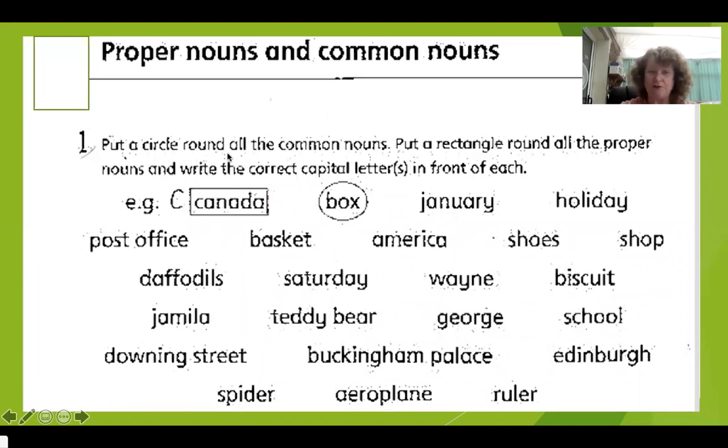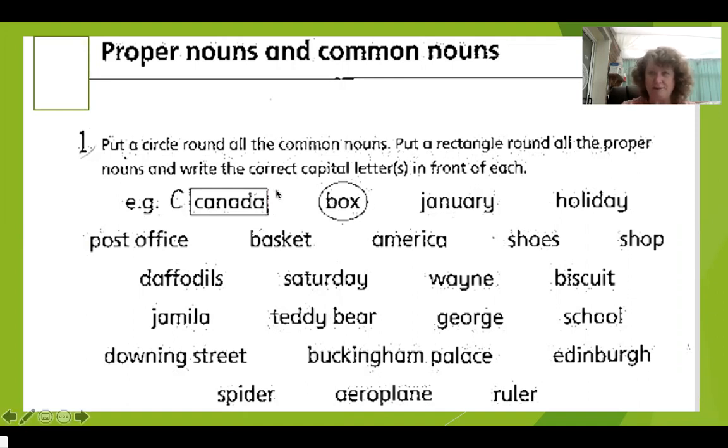Now it says here, put a circle around all the common nouns this time, and put a rectangle around all the proper nouns, and write the correct capital letters in front of each. Can you pause this video? Go and get a pen and paper. Write down these words on your paper and see what you can do.